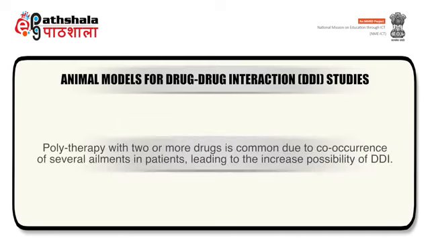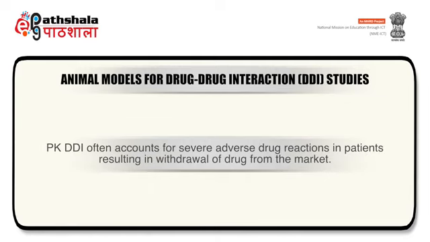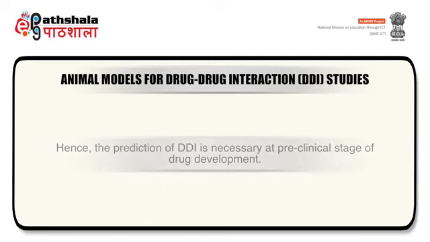Now we'll be discussing the animal models for the drug-drug interaction studies. Polytherapy with two or more drugs is common due to the co-occurrence of several ailments in patients, leading to an increased possibility of drug-drug interaction. Pharmacokinetic drug-drug interaction often accounts for severe adverse drug reactions in patients, resulting in withdrawal of the drug from the market. Hence, the prediction of DDI is necessary at the preclinical stage of drug development.